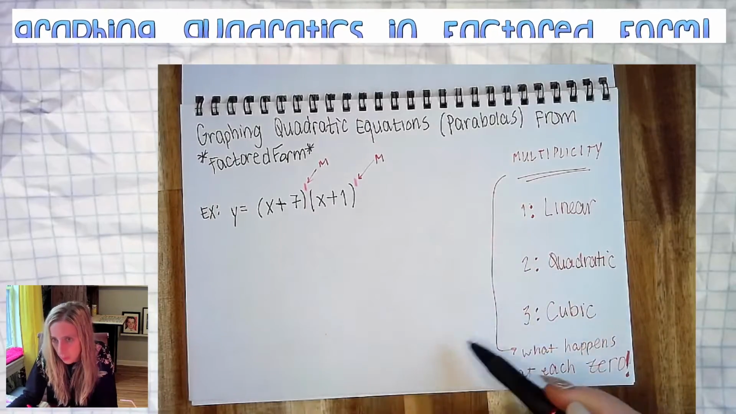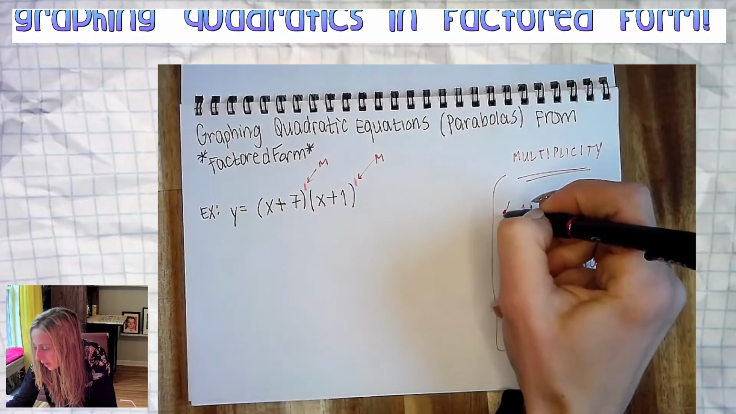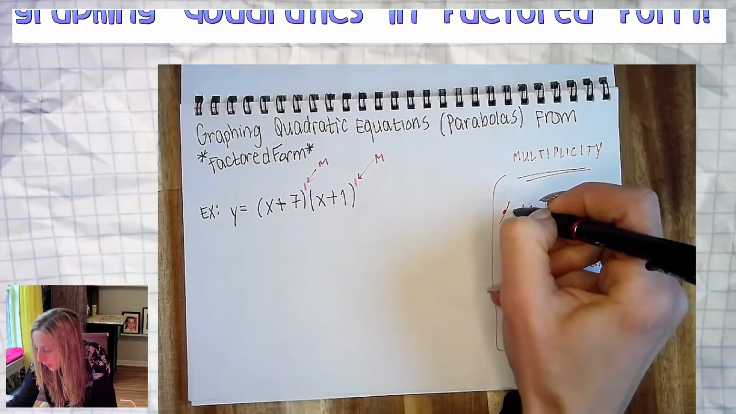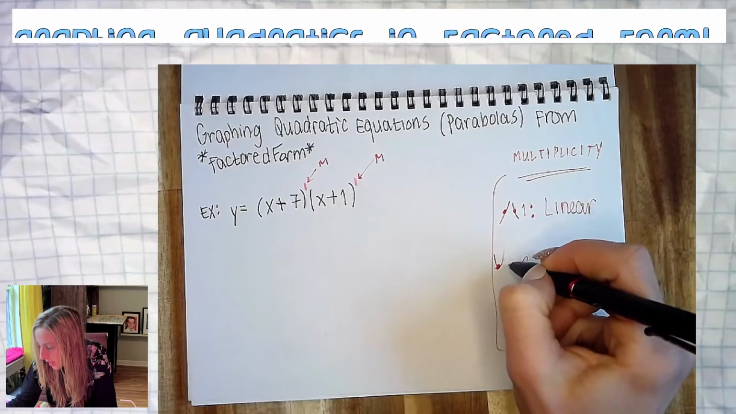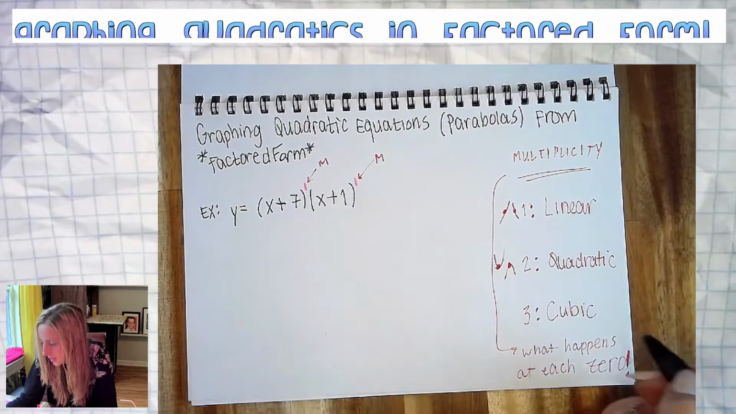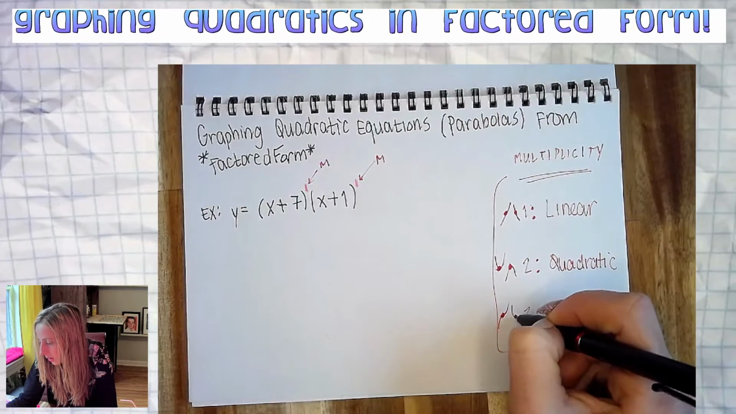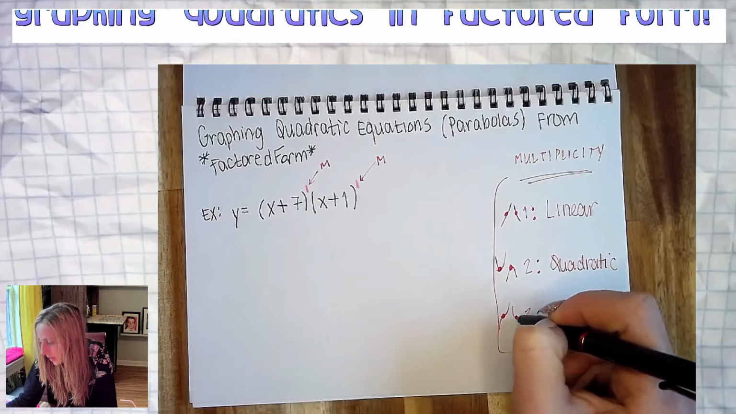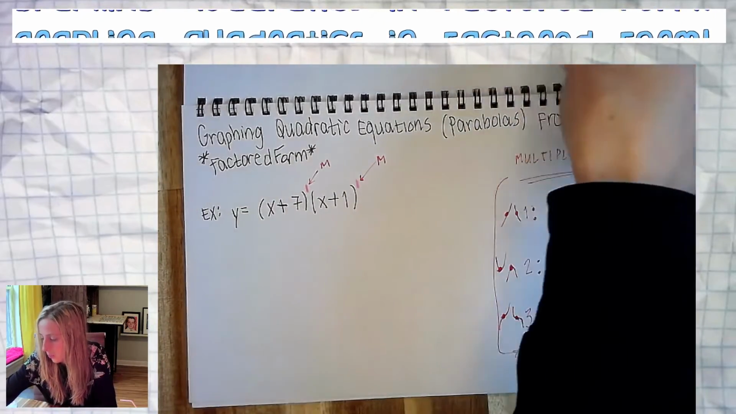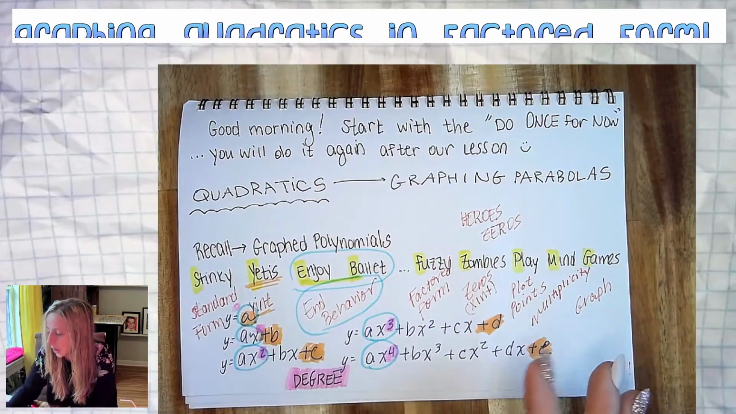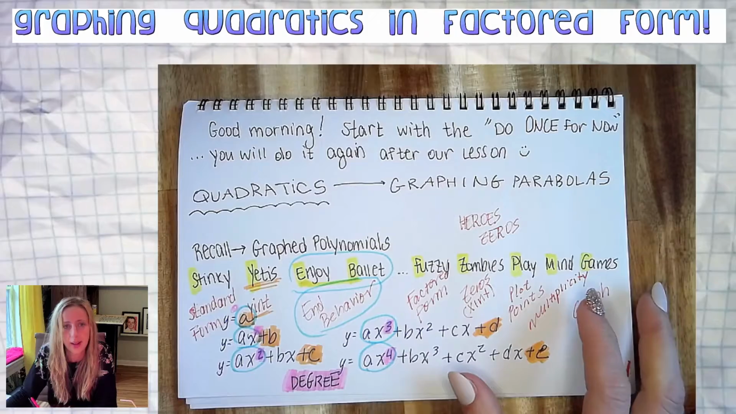So these visually are what happen at the zeros. So linear might look like this, or it might look like this. We'll get more into that. Quadratic might look like this, or it might look like this. And then cubic might look like this, or this right there. Okay, so these pieces, once we figure all that out, we literally connect the dots to graph.